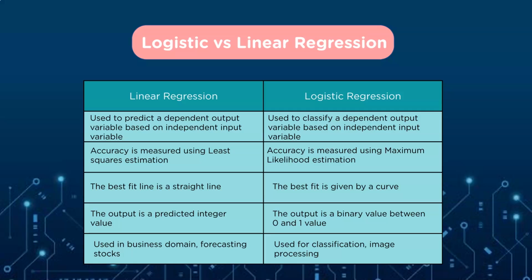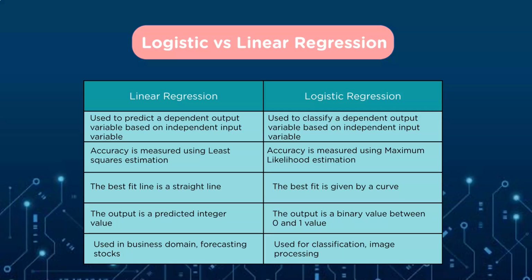So that's where you take, you could also use absolute value. The least squares is more popular. There are reasons for that mathematically and also for computer runtime. But it does give you an accuracy based on the least squares estimation. The best fit line is a straight line. And clearly that's not always used in all the regression models. There are a lot of variations on that. The output is a predicted integer value.